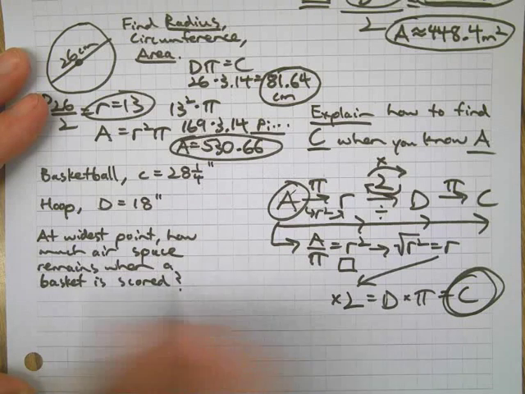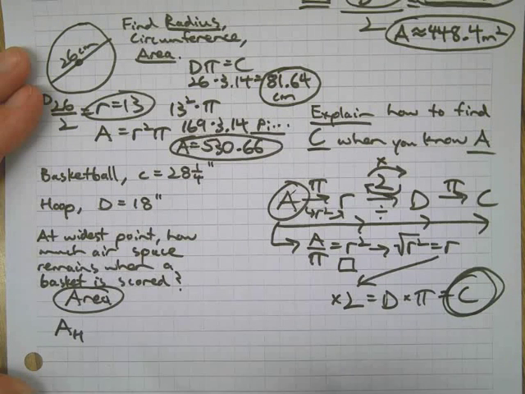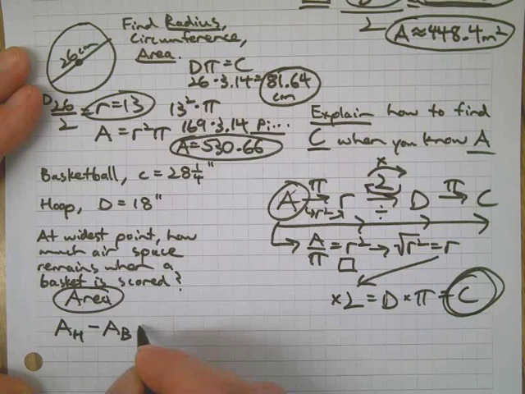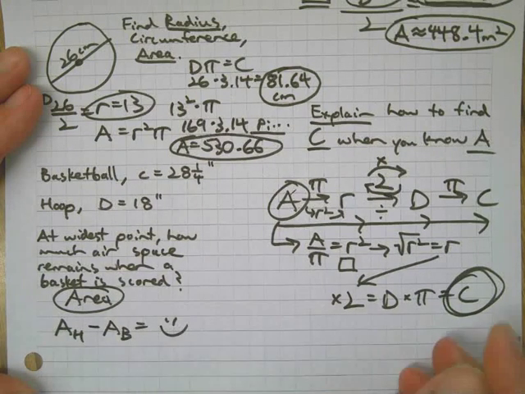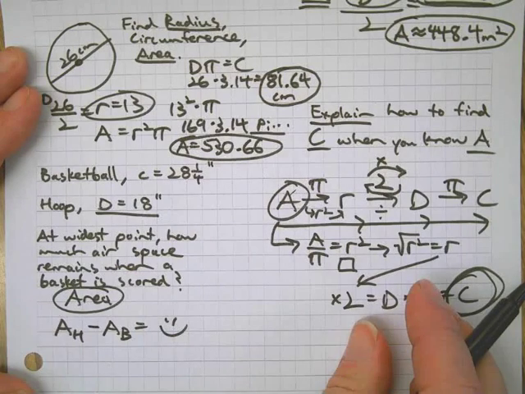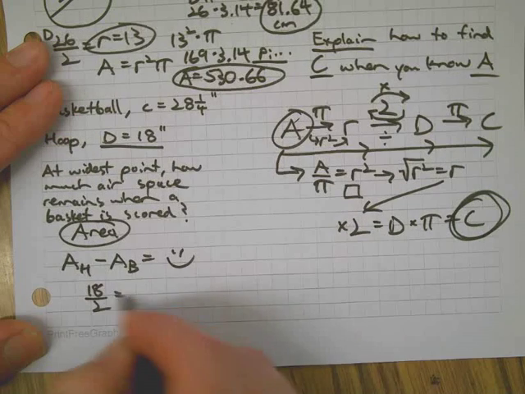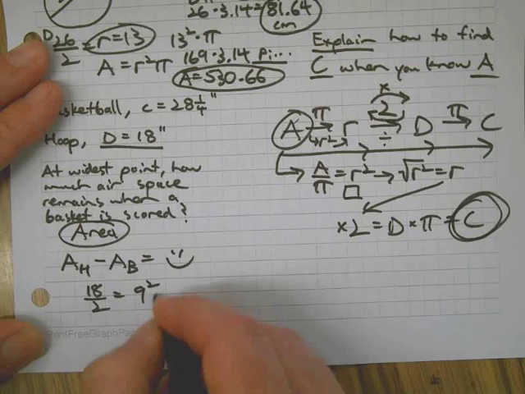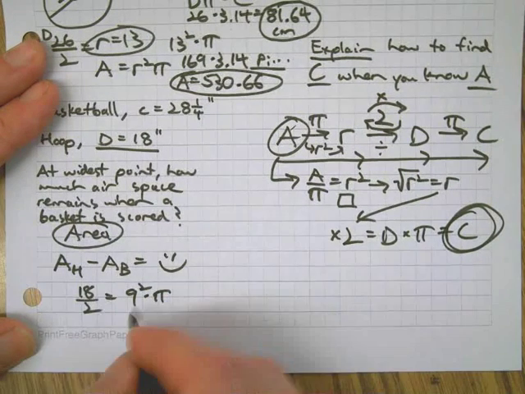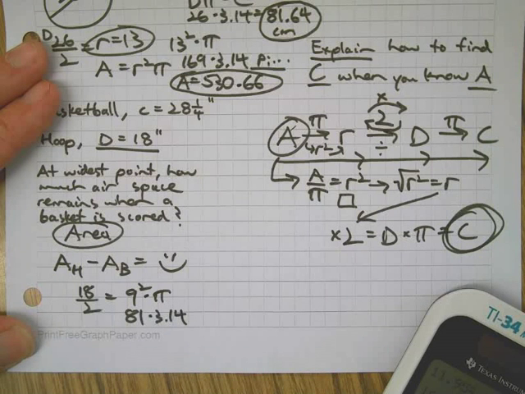So we've got 28 1/4. The key here is we're talking area. So if I can find the area of the hoop and subtract the area of the basketball, that's going to answer the question. Okay, so let's start with the area of the hoop. When I've got diameter, okay? Diameter cut in half equals the radius. Radius squared times pi equals the area. So we're going to take care of that.